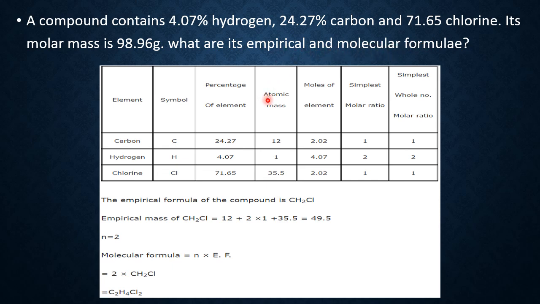All these are columns. First column is how many different kinds of atoms are there in a particular compound. He has told it contains hydrogen, carbon and chlorine. I have written here. Carbon, hydrogen, chlorine are the three different kinds of atoms present in this compound. Their symbols are C, H and Cl. Now percentage composition will be given, I told. It is given in the question only. So carbon 24.27, hydrogen 4.07, chlorine 71.65. Atomic masses are also given, or you refer the table: 12, 1 and 35.5 for the chlorine.